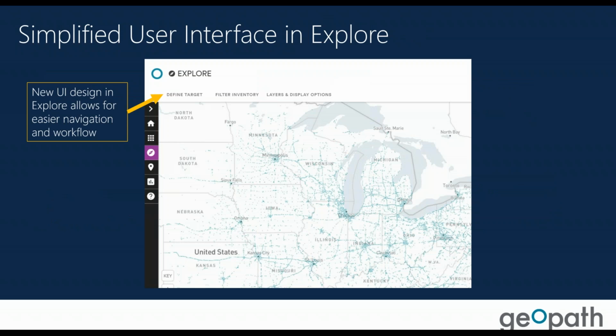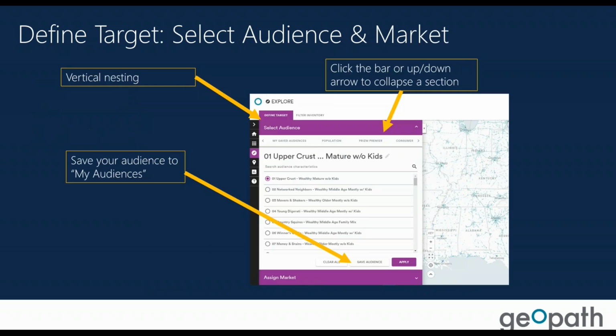Another big change is the user interface. You'll notice that this was a big change from the last iteration of the tool when we did this in October. It's now more of these accordion drop downs, where everything's vertically nested and consolidated into three broad categories, three broad tabs. So you define your target, you filter your inventory, and then there's a third, a layers level, which will become more and more critical as we evolve the tool.